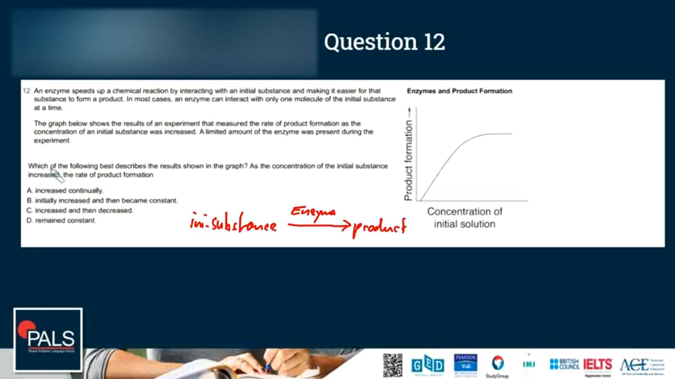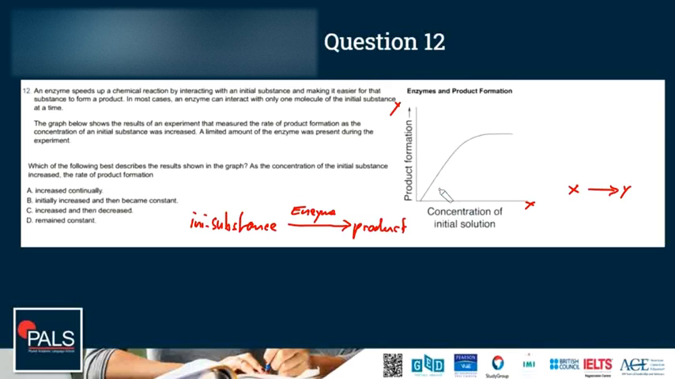So let's read the question again. Which of the following best describes the results shown in the graph? As the concentration of the initial substance increased, the rate of product formation. Okay, quick look at the graph as well. Enzymes and product formation. So again, we have here our x-axis and our y-axis, and again, to clarify, when we change something on the x-axis, this will affect the y-axis, or this will cause the changes that we see on the y-axis.